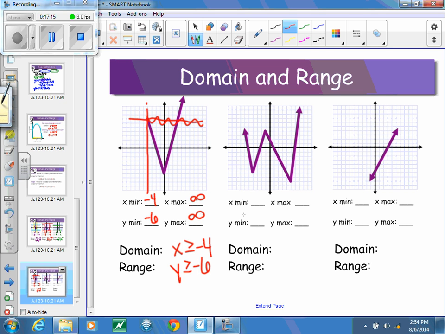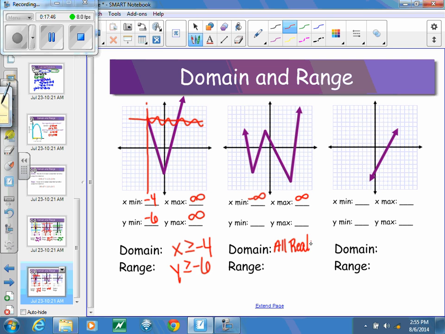If I look at the next one here, because I have an arrow going in both directions, to the left of this graph and to the right, our x minimum is -infinity. It's going to keep going. There is no minimum x value. With the maximum x value, there is no maximum there either. It's going to go on forever. And so what this is doing here is it's saying that every single number is possible, which is all real numbers.